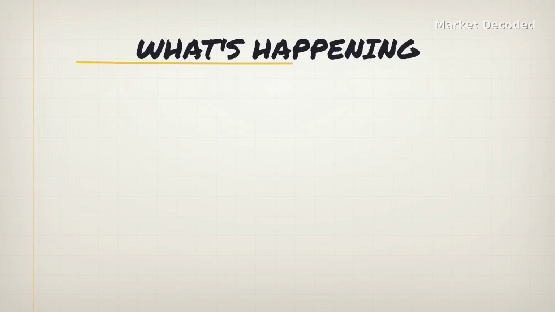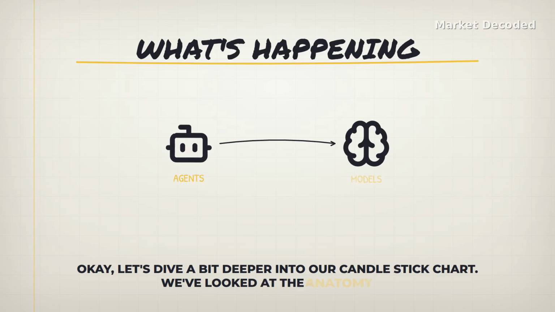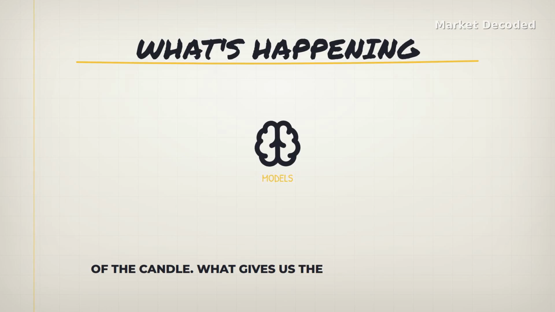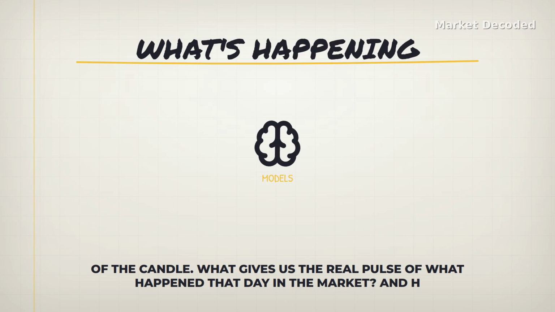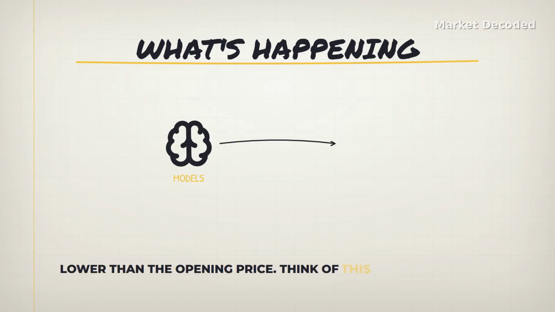Okay, let's dive a bit deeper into our candlestick chart. We've looked at the anatomy of a single candle, and now it's time to focus on its body. The body is like the heart of the candle, what gives us the real pulse of what happened that day in the market. And here's the surprising part. If the body is filled in, that means the closing price was lower than the opening price. Think of this as a losing game.